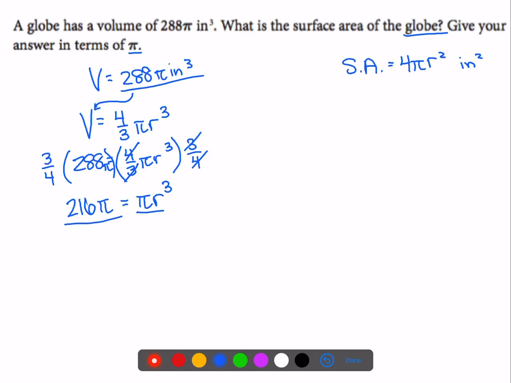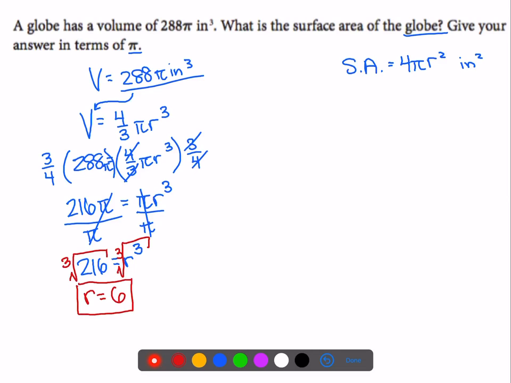From here, I'm just going to divide both sides by pi. The pi's cancel out, and we're left with 216 equals r cubed. Lastly, we're going to take the cube root of both sides to get rid of the cube. The cube root of 216, let's try this out. I hit the math button in my calculator and do 216 for the cube root. That'll give us r is equal to 6.